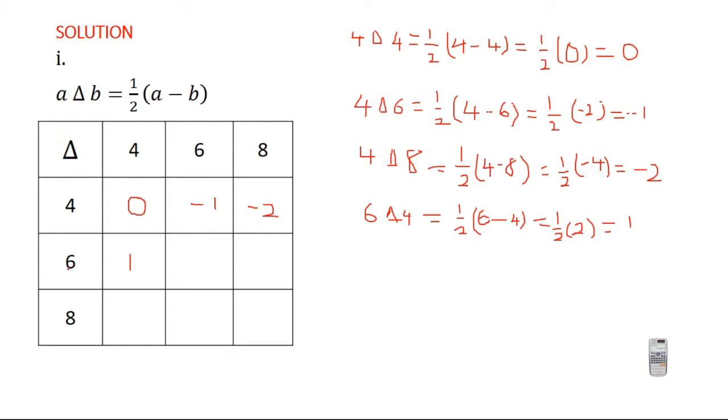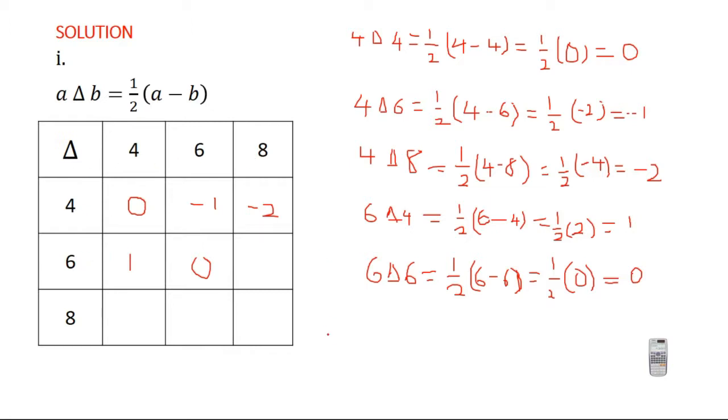We move on to the next one, which is 6 delta 6. So 6 delta 6 is going to be 1 over 2 into brackets 6 minus 6, which will give us 1 over 2. We know that 6 minus 6 is 0, so 1 over 2 times 0 will give us 0. So this place will be 0. Now we have 6 delta 8.